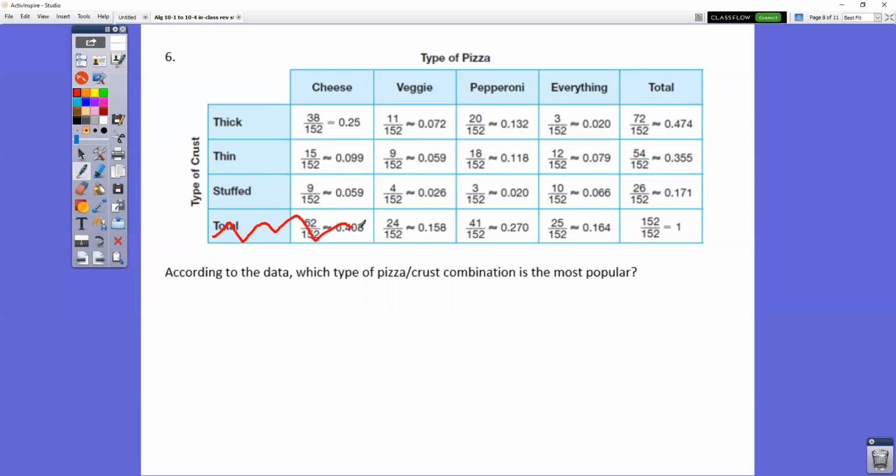Give you a little bit of a hint in here. In this one, just because of how the question's worded, we're not looking at any of the totals at all. All we're looking at is the pizza / crust combinations. So we're looking for the biggest number. The biggest number would be this one right here. It would be cheese with thick crust. 38 out of the 152 is our biggest number there.